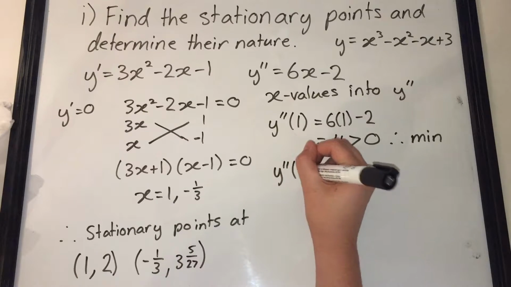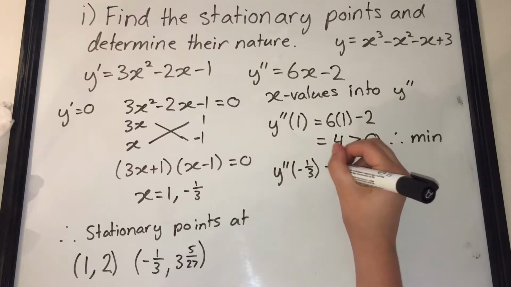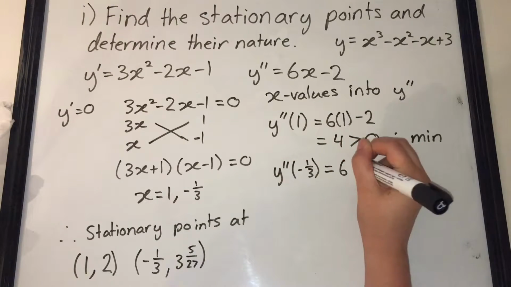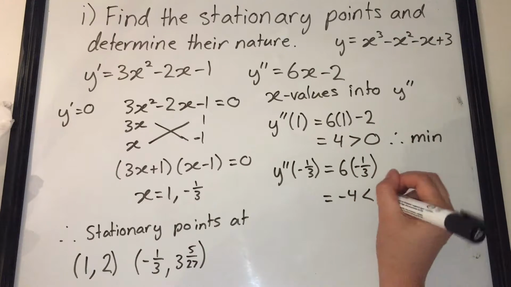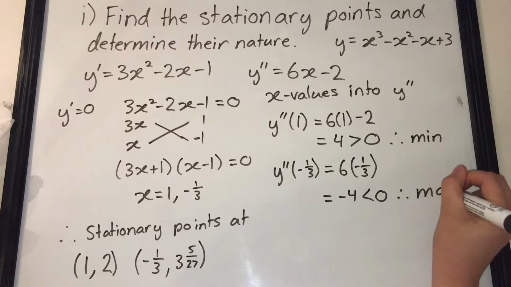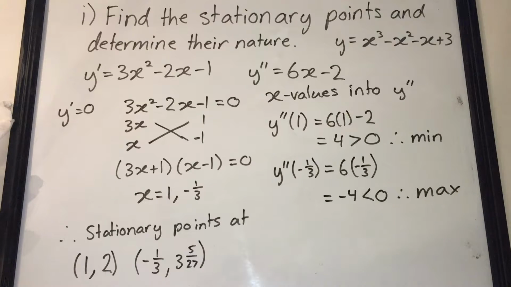For the next one, we'll be testing negative 1/3. We end up getting a negative 4 answer, which is less than 0 and will be a maximum point. That's all for this question, as that's all it's asking.